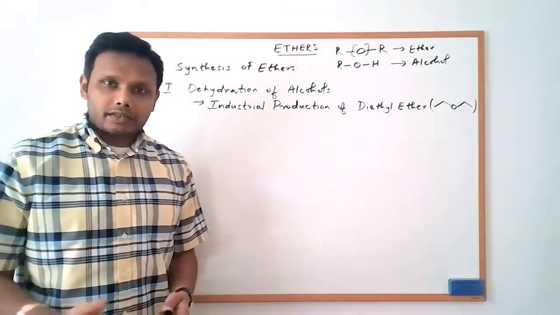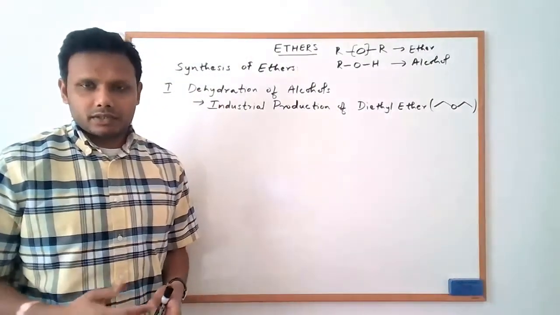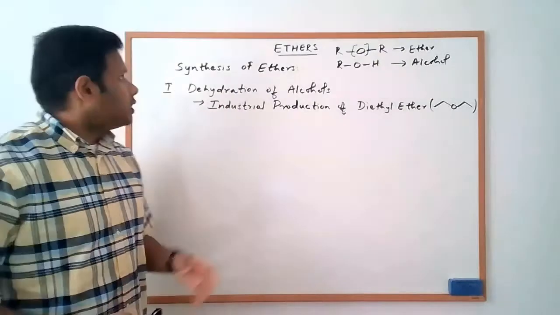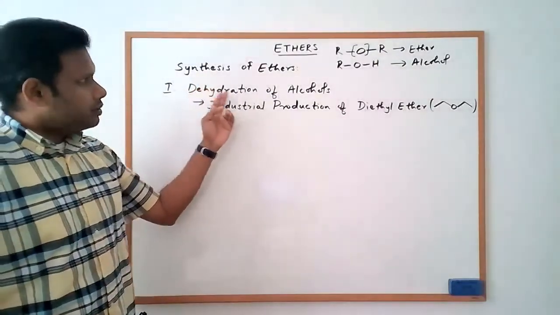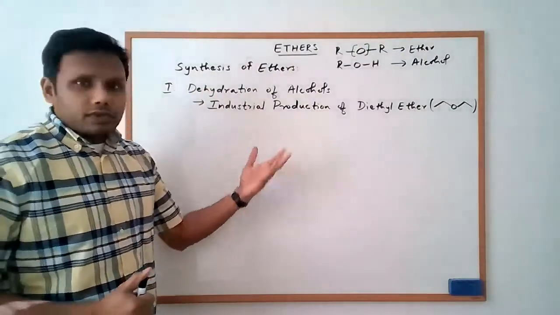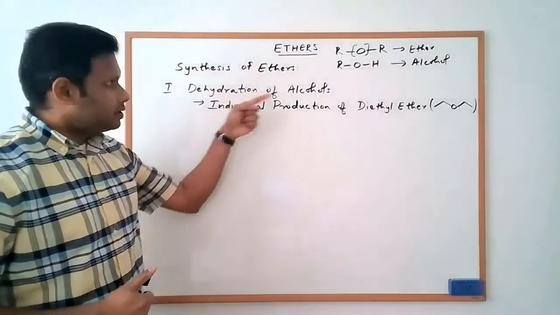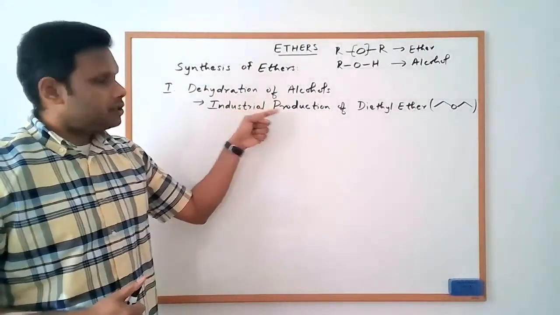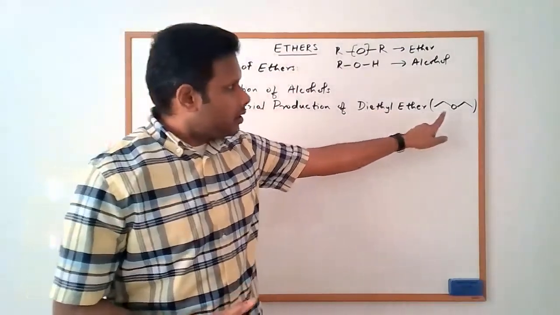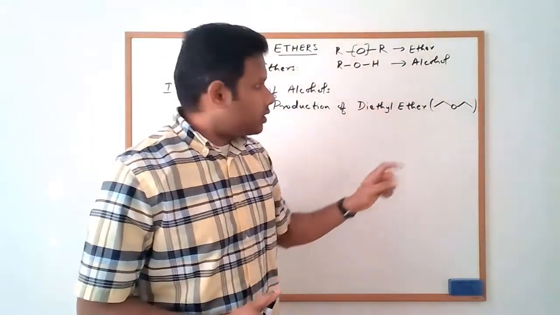How do we access these molecules? How are these synthesized, or how are these produced? We'll look at a couple of methods. The first one is going to be the dehydration of alcohols. The reason we're talking about this method is because it is used for the industrial production of diethyl ether. So a little bit of nomenclature here.